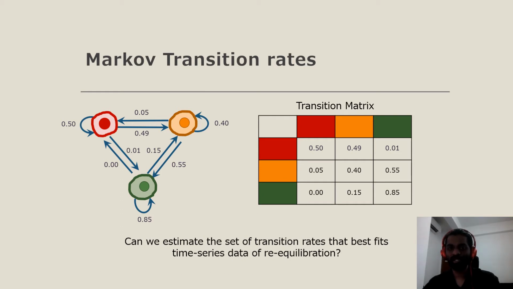If we could model it this way, then given time series population data that captures how much percentage of the population is comprised of what phenotype, can we compute the set of transition rates or this Markov matrix that best fits this time series data? This is the question that TRANSCOMPP tries to answer.